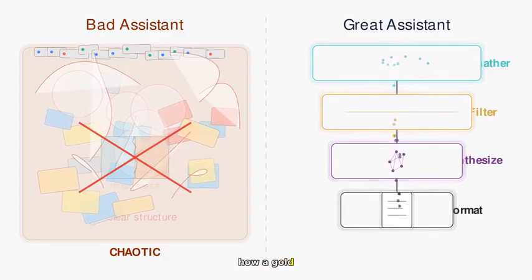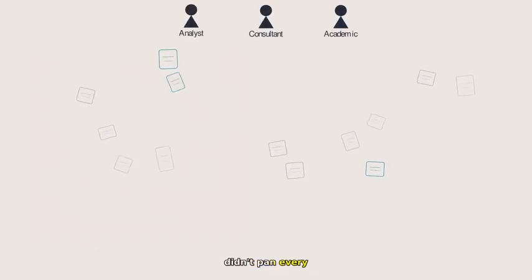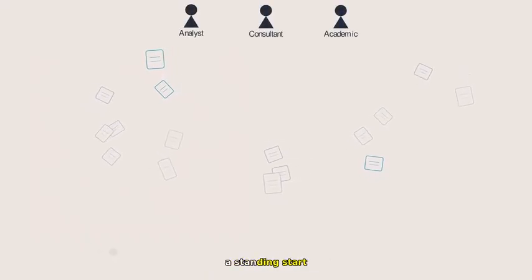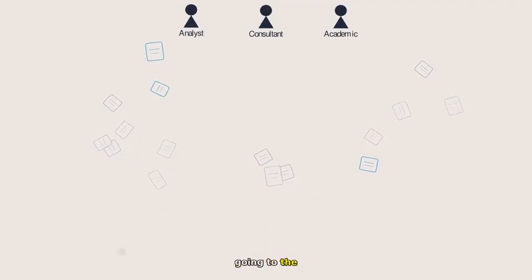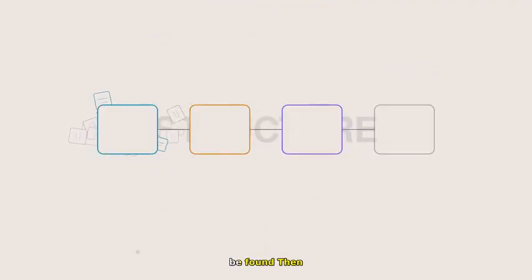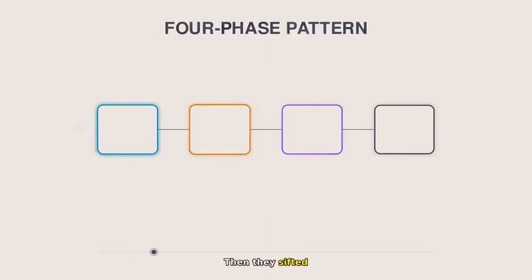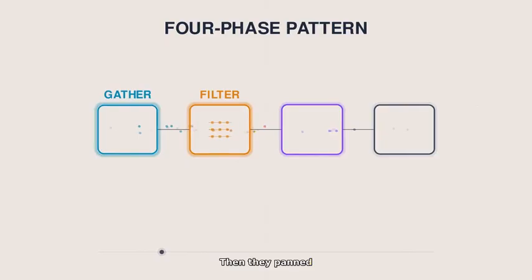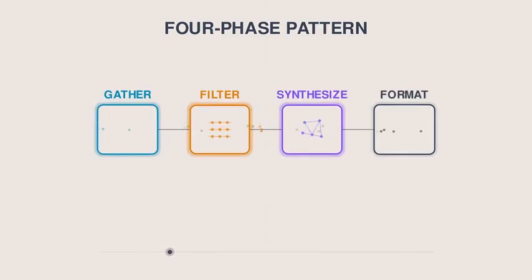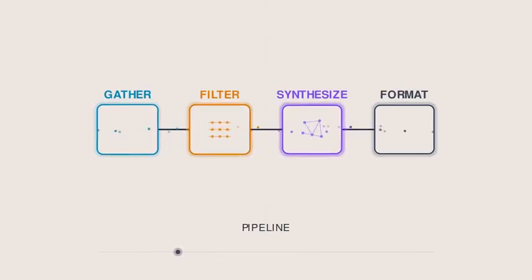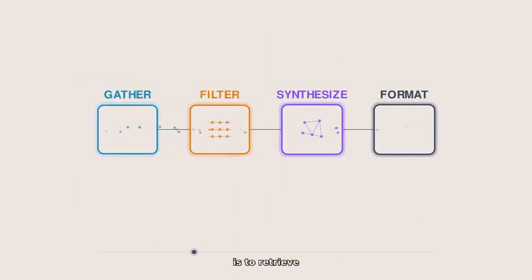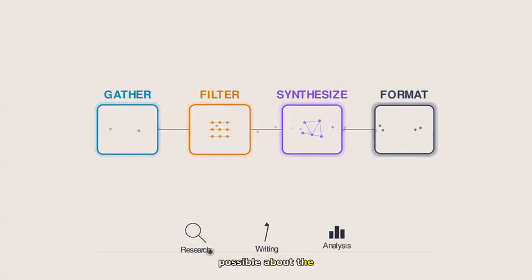Think about how a gold prospector worked. They didn't pan every grain of gravel by hand from a standing start. They started by going to the right river, doing high-level research on where gold was most likely to be found. Then they scooped large amounts of material. Then they sifted. Then they panned. Then they refined. The gather stage is the scoop. It's the wide net. In this stage, the job of the AI is to retrieve, surface, and capture as much potentially relevant information as possible about the topic.